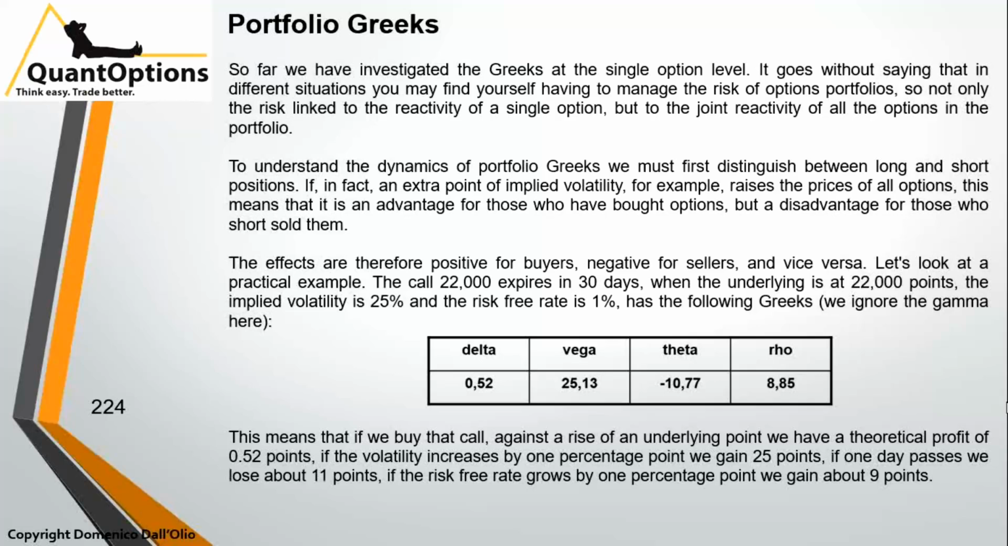This means that if we buy that call, against the rise of an underlying point, we have a theoretical profit of 0.52 points. If the volatility increases by 1 percentage point, we gain 25 points. If 1 day passes, we lose about 11 points. If the risk-free rate grows by 1 percentage point, we gain about 9 points.